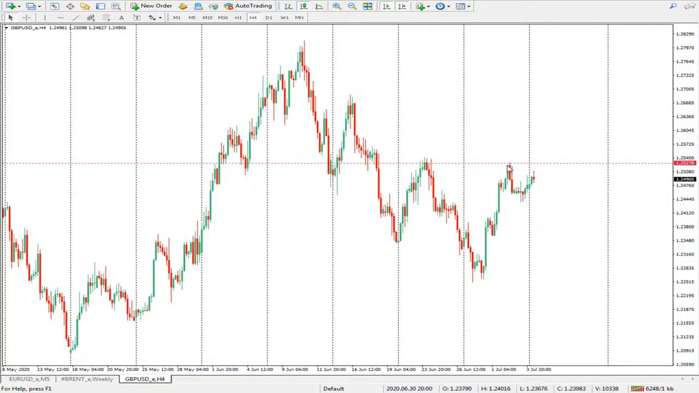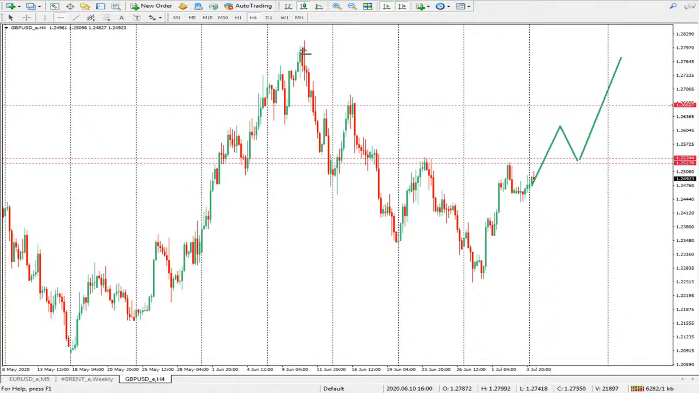So expect more movements to the upper side, but of course there's a resistance here where the price must first of all break beyond before we can say that we are continuing upward. So we want to see a break beyond 1.25394, then a retracement, so that we can continue up to this point.